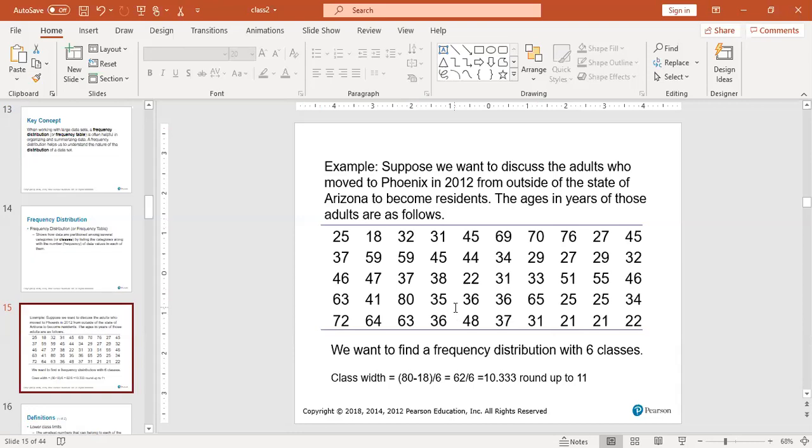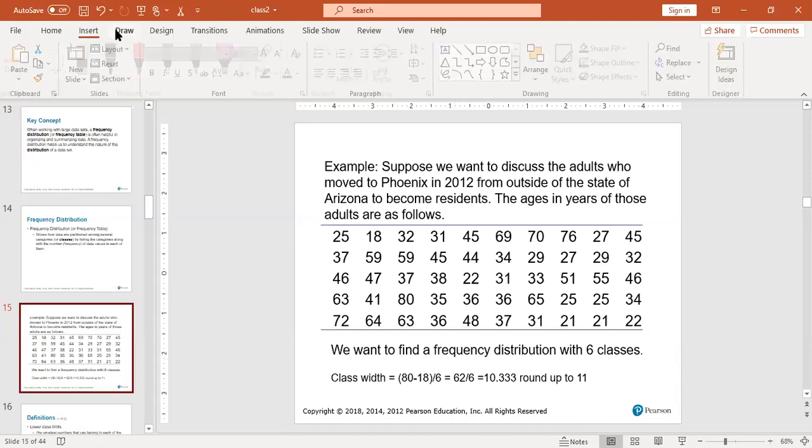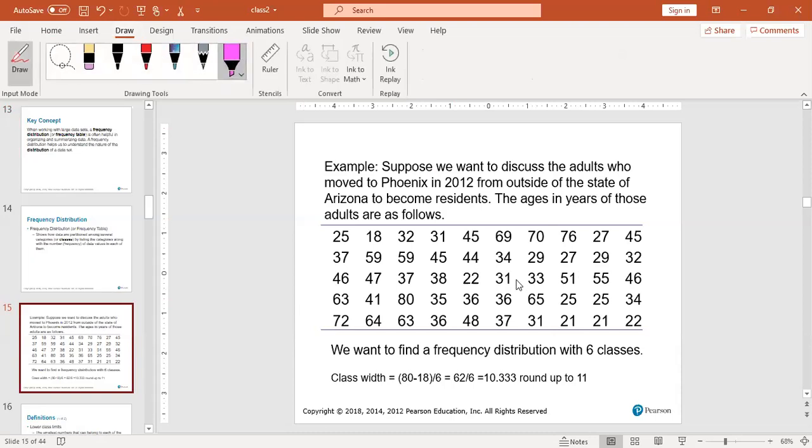The first thing we have to do is find the size of the interval, or the class width. How big is each interval going to be? In order to do that, we have to identify the maximum number, which in this case is 80, and the minimum, which in this case is 18. We subtract them, 80 minus 18, and divide by the number of classes that we want to build. Then that is going to be 10.33.